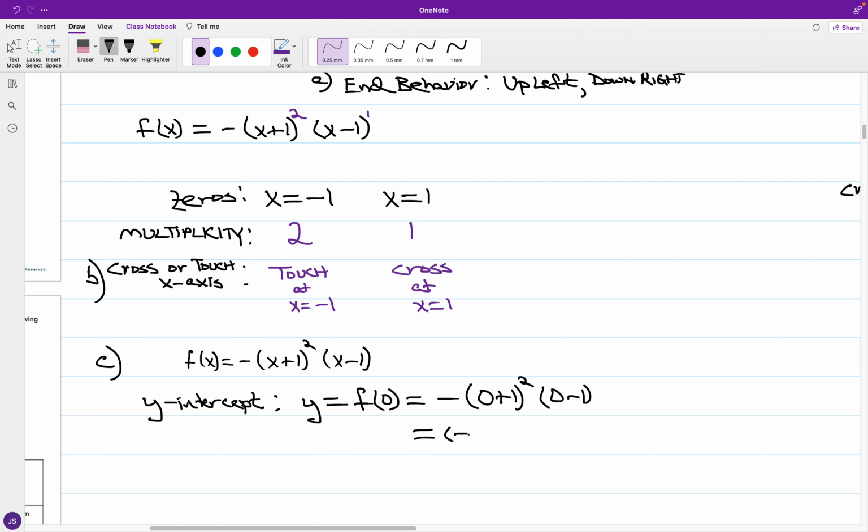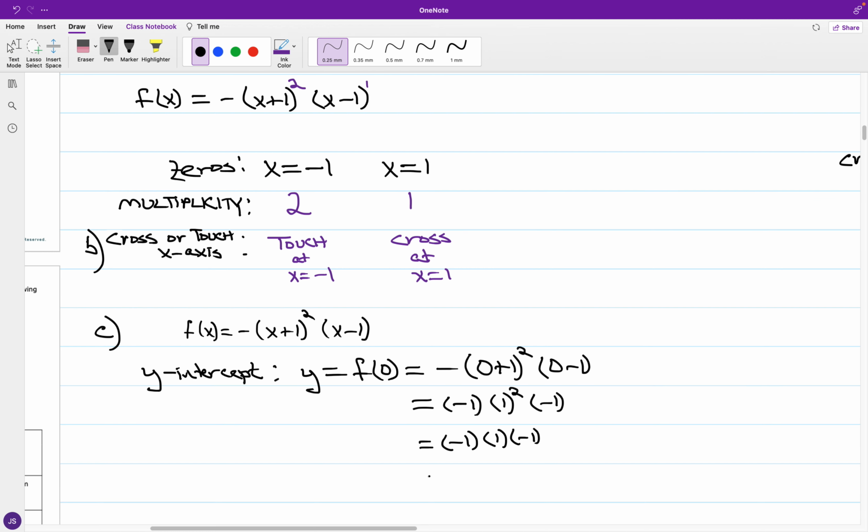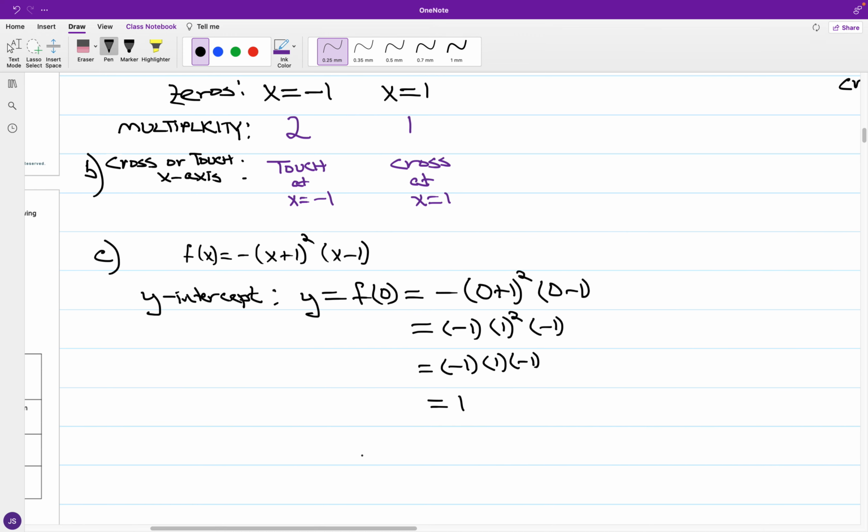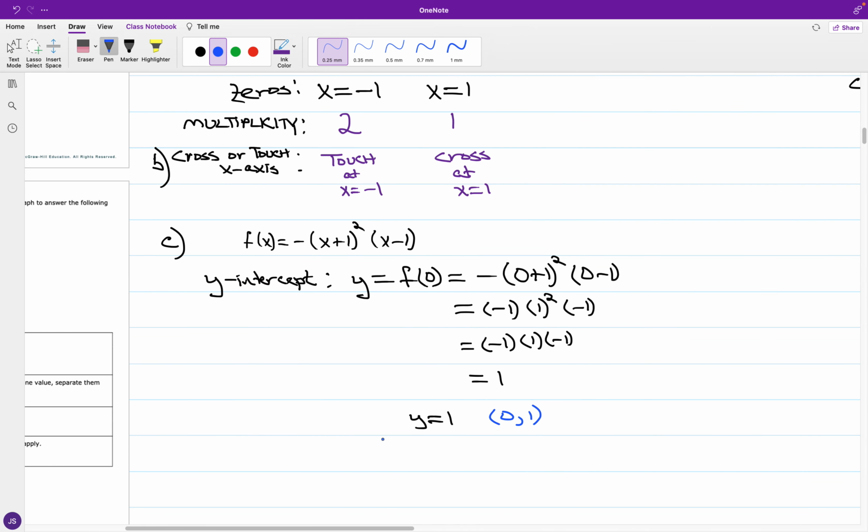So we're looking at negative 1. 0 plus 1 is 1, and it's going to be to the second. 0 minus 1 is negative 1. So we've got negative 1. 1 squared is 1, and times negative 1. So the y-intercept is going to be at y is equal to 1. And in coordinate fashion, on the y-axis, you're going to have 0, 1.